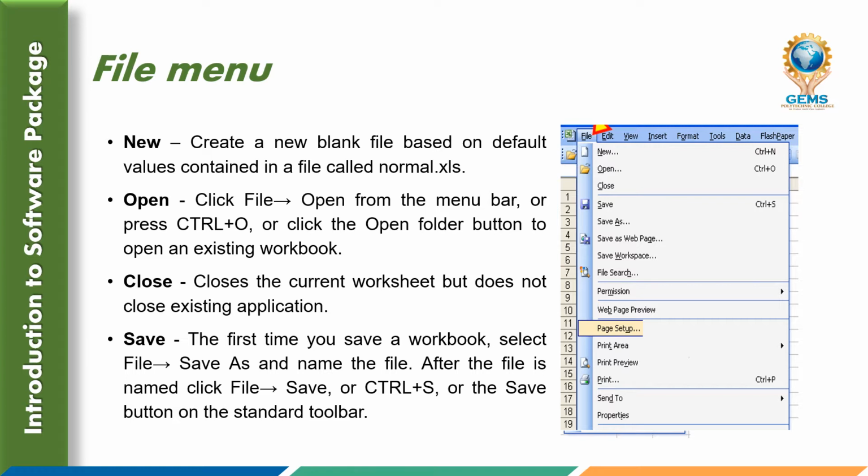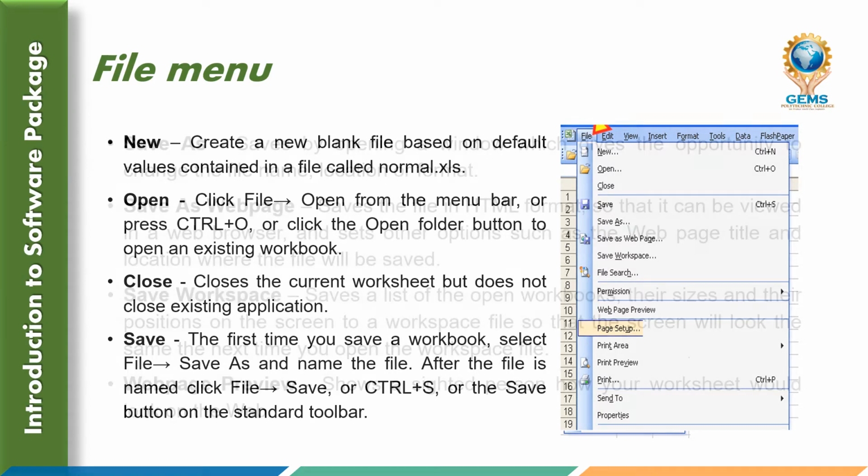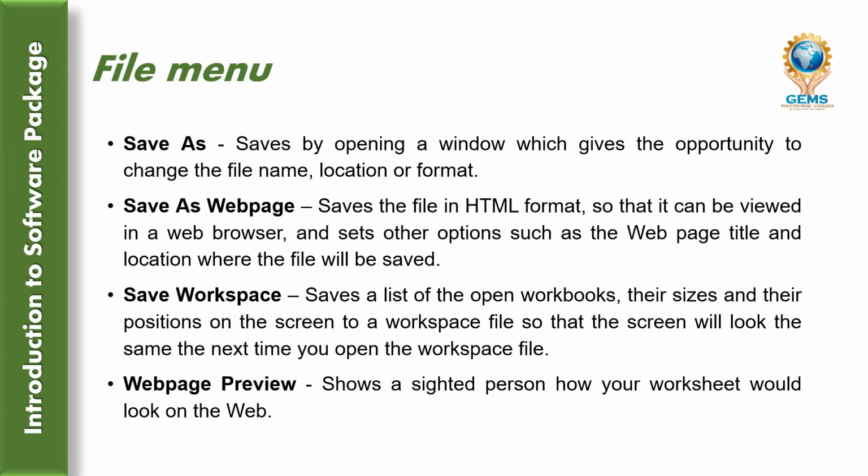So the Save menu: the first time you save a workbook, select File, Save, and you can use the shortcut Control S or the Save button on the standard toolbar. And the Save As menu helps you save by opening a window which gives the opportunity to change the file name, location or format. If you want a copy of the file, you can use the Save As menu.